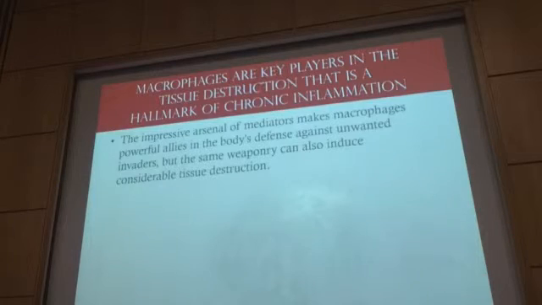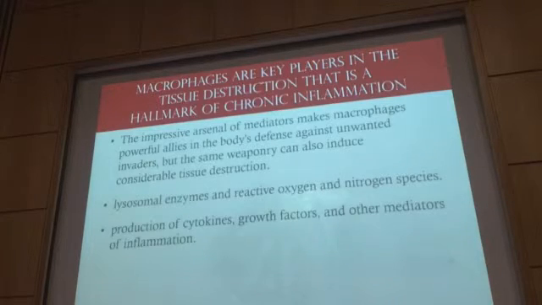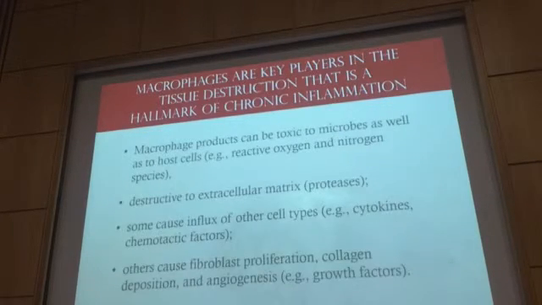And like other cells that are important in inflammation, macrophages can be very destructive to tissues because they have a huge arsenal of mediators that can also damage the tissues, and this is what we see during chronic inflammation, a lot of tissue damage, for example, by the reactive oxygen species and nitrogen species that they produce, different cytokines and growth factors. They can also be destructive to the extracellular matrix. They release a lot of proteases.